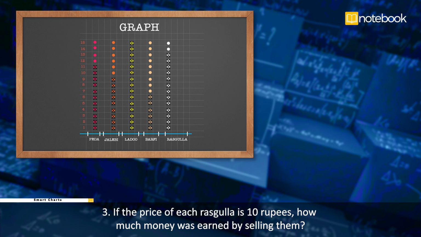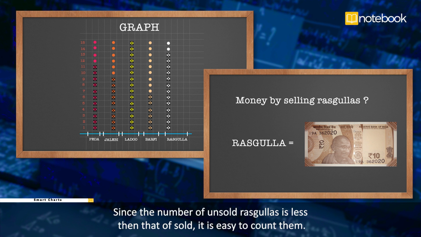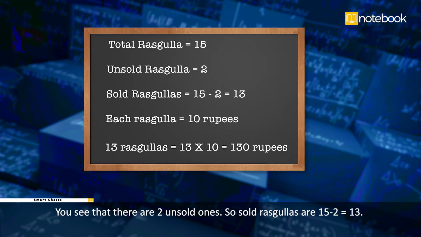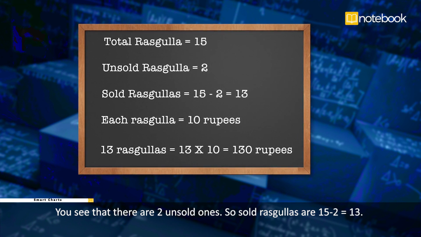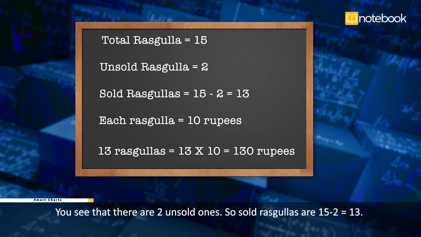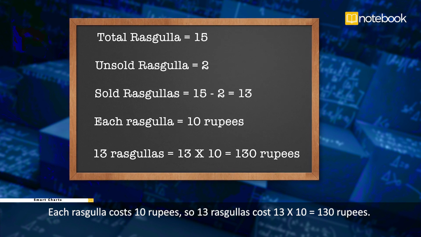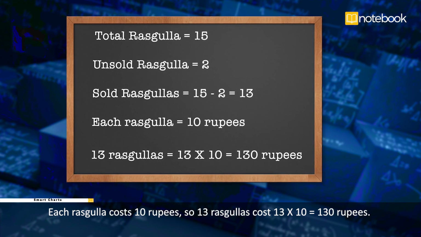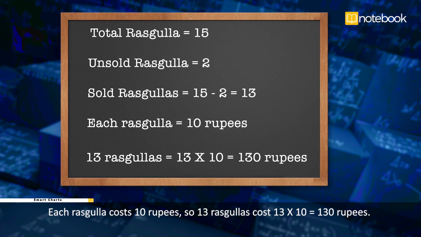3. If the price of each rasgulla is 10 rupees, how much money was earned by selling them? Since the number of unsold rasgullas is less than that of sold, it is easy to count them. You see that there are 2 unsold ones. So, sold rasgullas are 15 minus 2, which is equal to 13. Each rasgulla costs 10 rupees. So, 13 rasgullas cost 13 multiplied into 10, which is equal to 130 rupees.